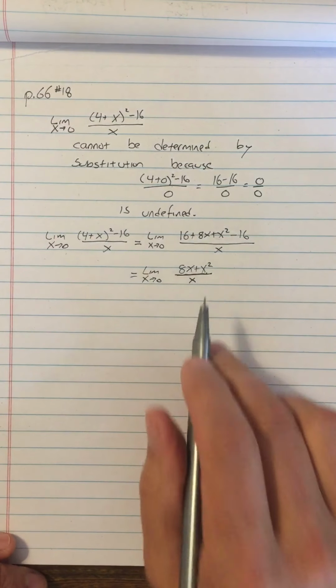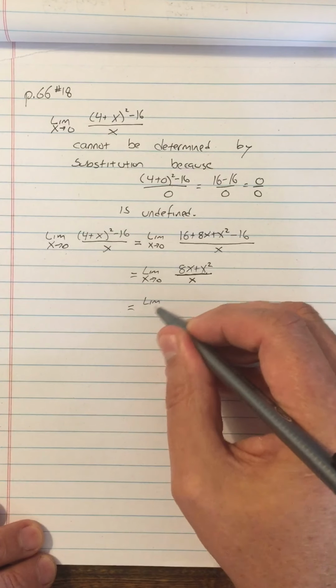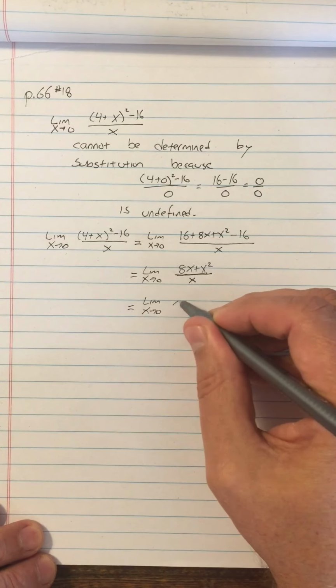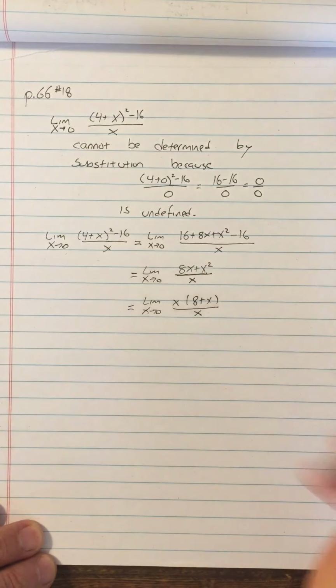All right, now I have the limit as x approaches 0 of 8x plus x squared over x. Now I'm going to factor the x out of the numerator. And the goal here is to cancel the x's in the numerator and denominator, just like you're reducing rational expressions in Algebra 2.